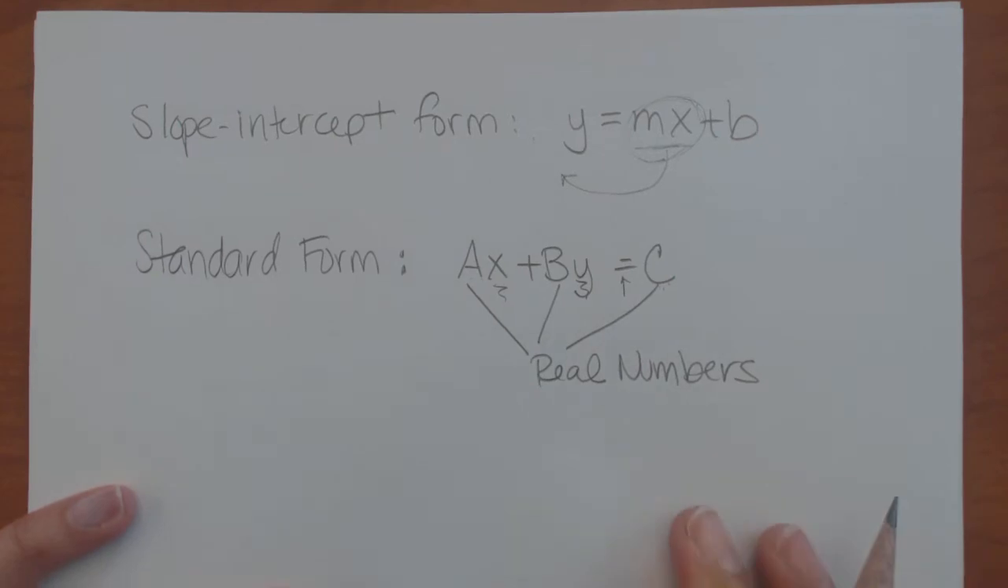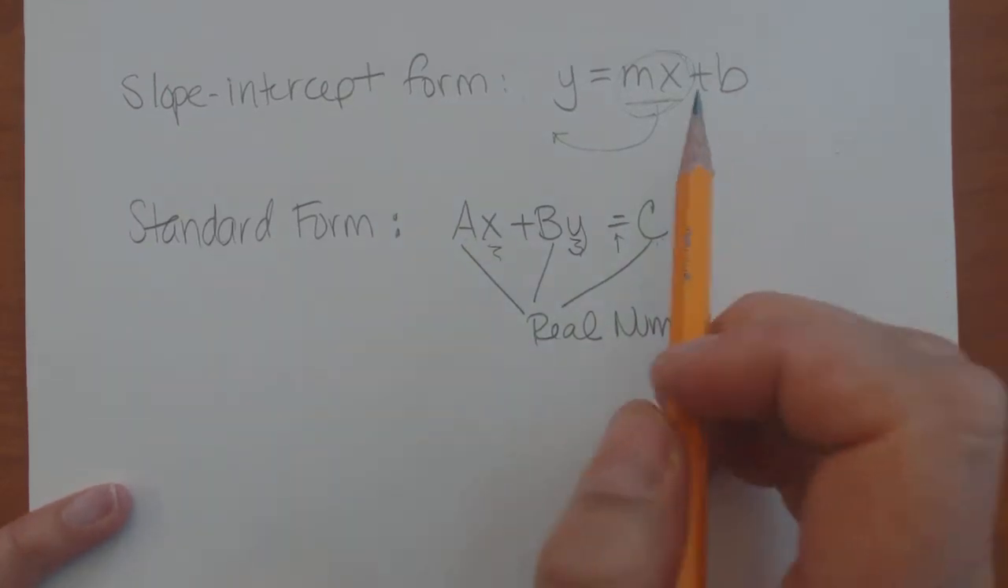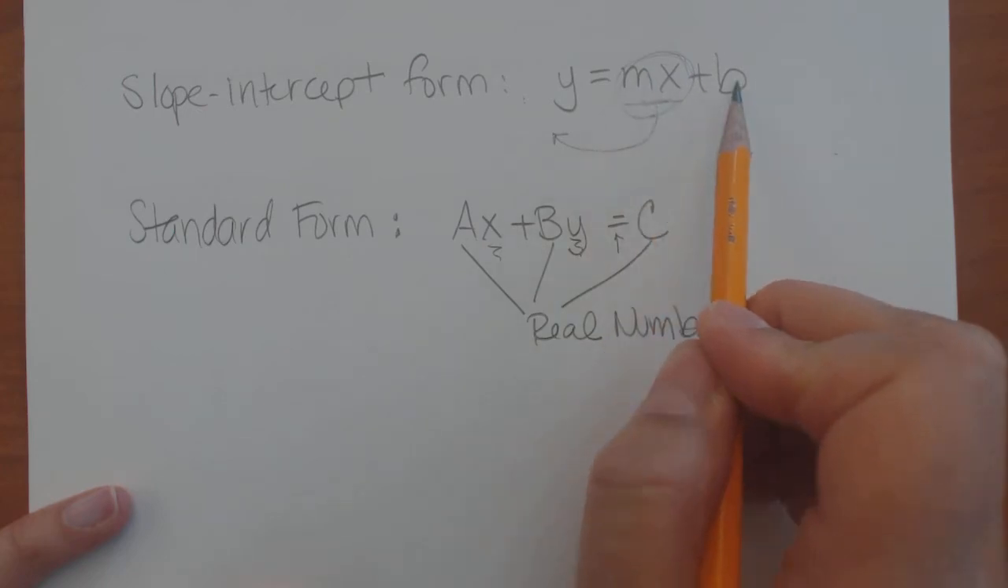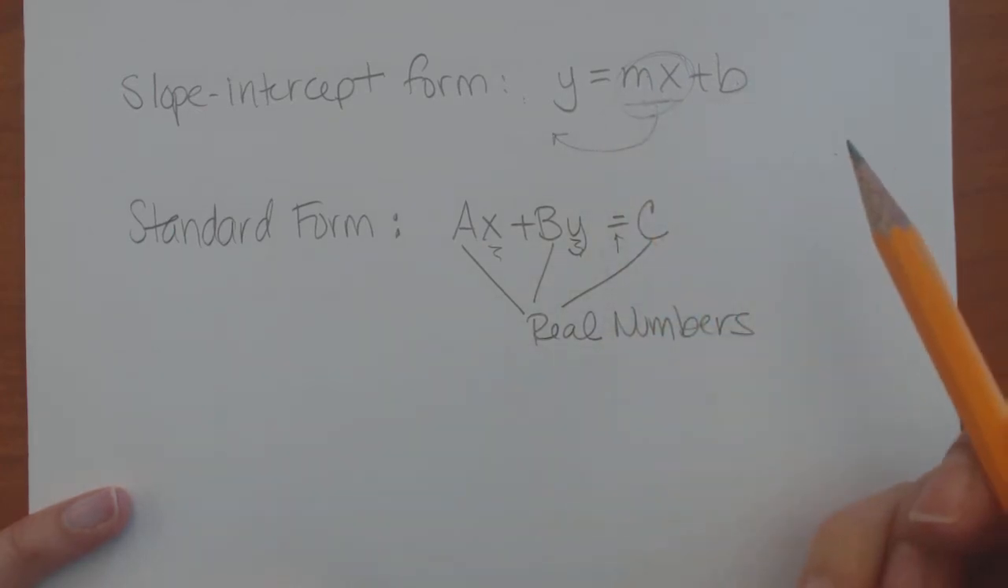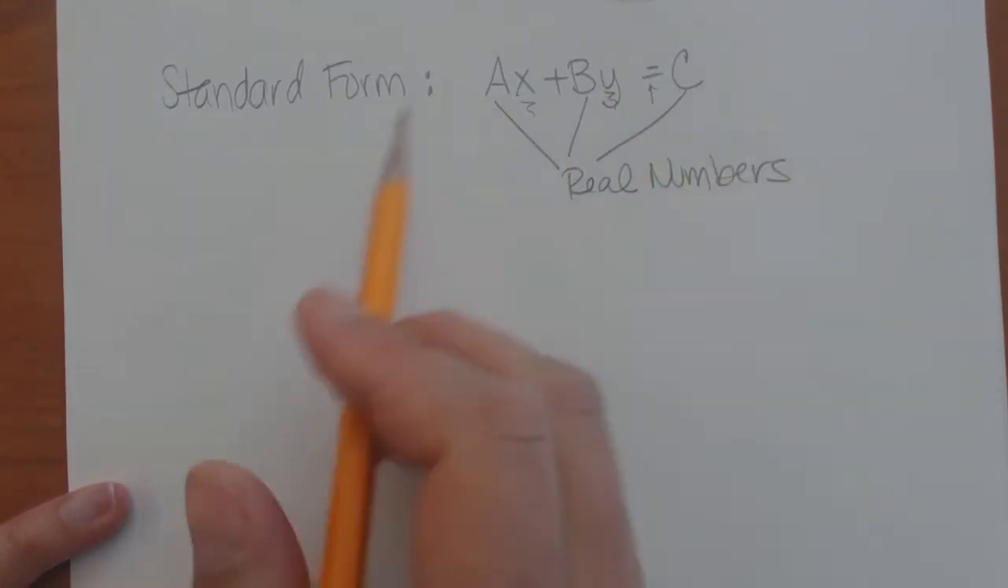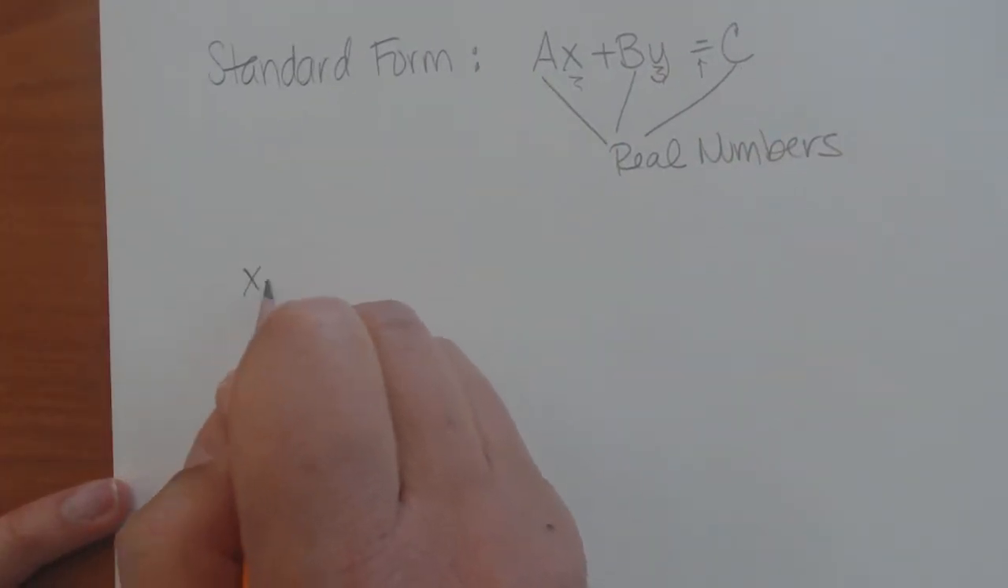And when we graph standard form, it's going to be different than slope-intercept form. We're not given slope, we're not given y-intercept. So what we're going to be doing is graphing using x and y intercepts. So let's look at what an x-intercept is.